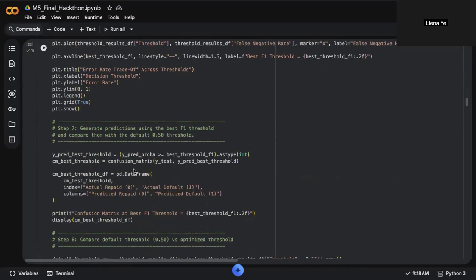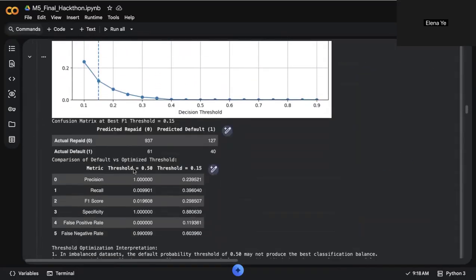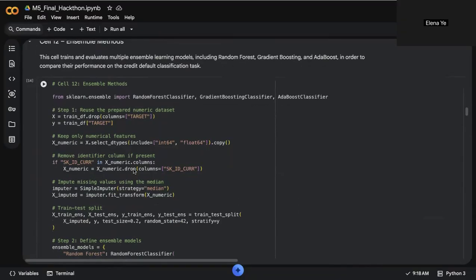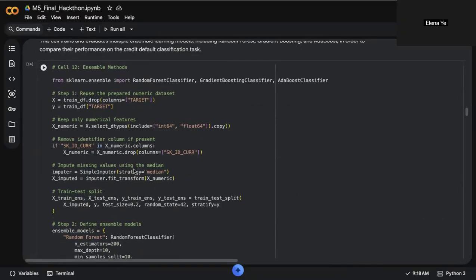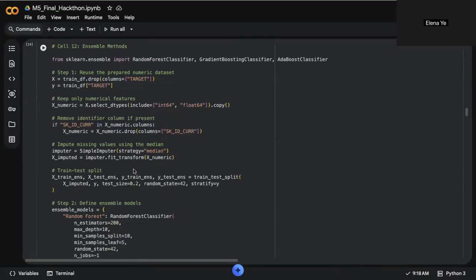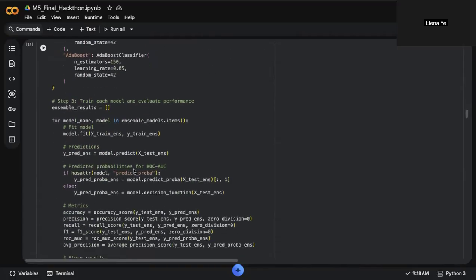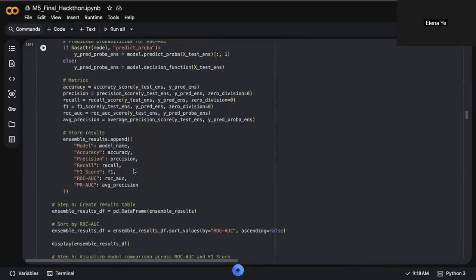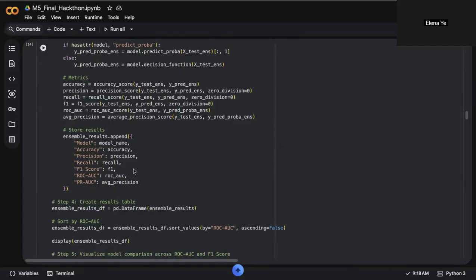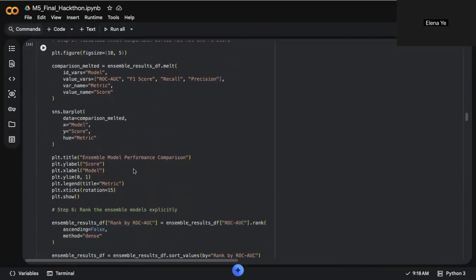And moving on to the ensemble methods. Here, to improve the predictive performance, I also applied ensemble learning methods such as random forest and other tree-based models. The ensemble models combine multiple decision trees and often achieve better performance because they can capture nonlinear relationships and interactions between features.